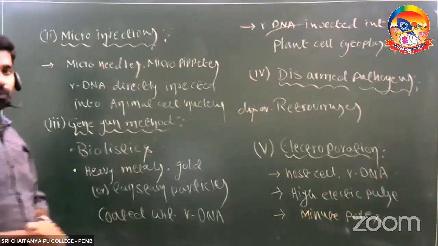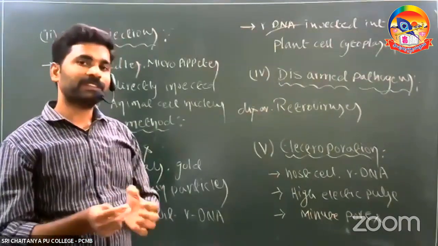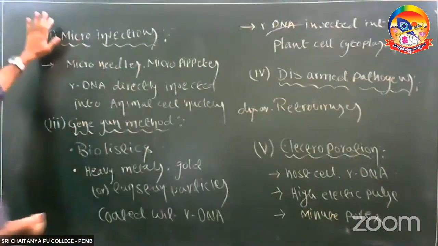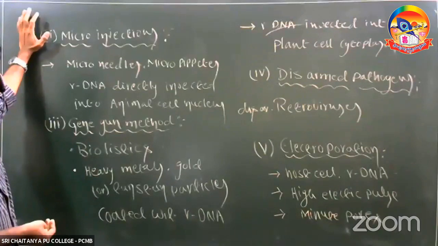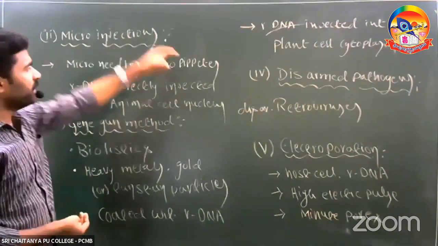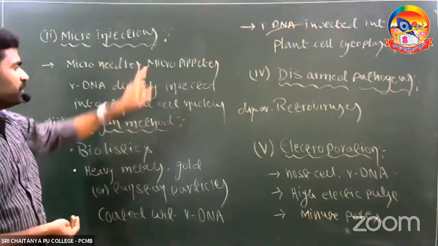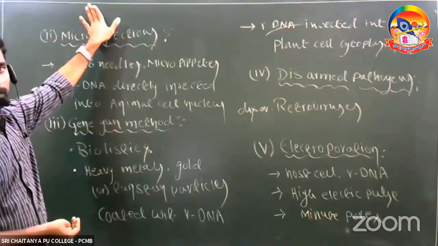First method is calcium chloride treatment. Calcium chloride treatment is used for insertion of rDNA into bacterial cell cytoplasm. Second method, microinjections. In microinjections, rDNA containing cells, otherwise rDNA, is directly collected in micropipettes or microneedles and injected into animal cell nucleus. It means the second method is applicable for animal cells.